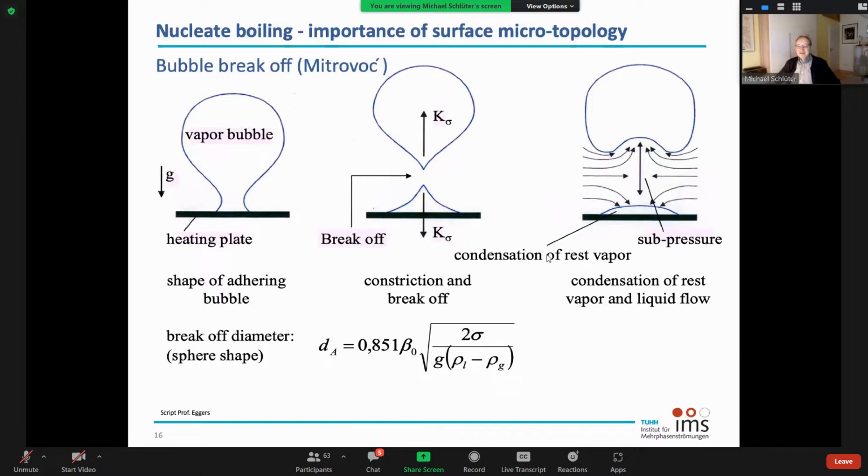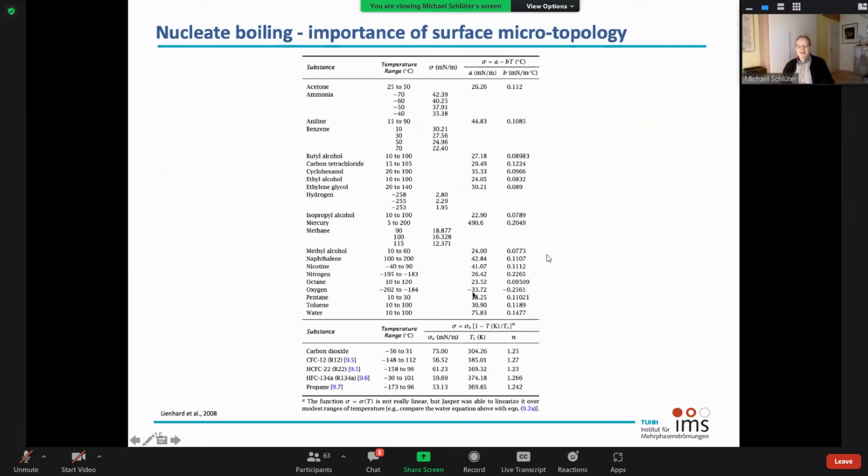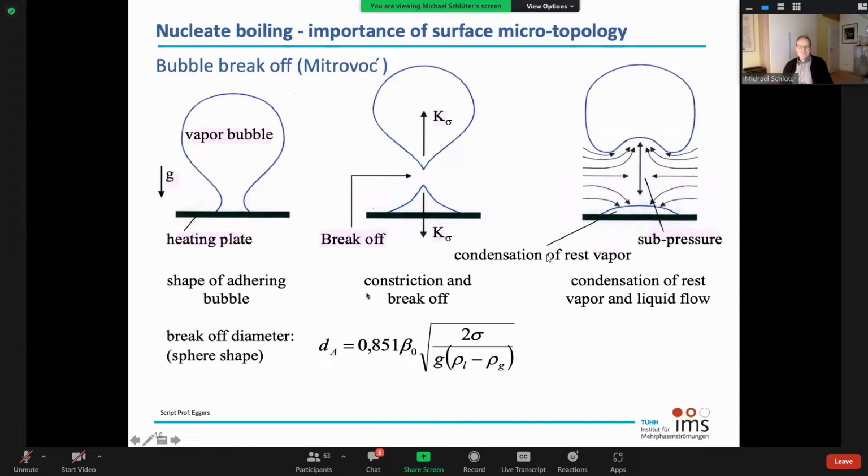Here I have some slightly older slides, but they are showing the same situation. We have the vapor bubble that appears over the heating plate. Then we have a certain break-off diameter of this bubble. If we overcome this break-off diameter, then the buoyancy force gets larger than the surface tension force, and then the bubble lifts off. We get a low-pressure region in the wake of the vapor bubble, and with that we get some convection from the surroundings.